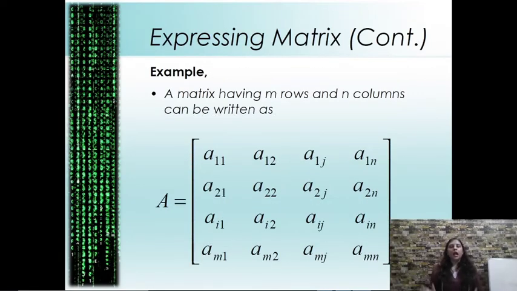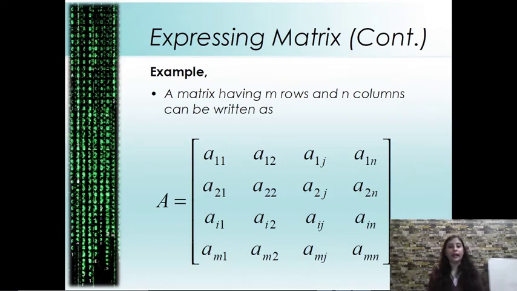Here is a general denotation of a matrix. Please all of you look at the PPT given over here. A matrix having m number of rows and n number of columns can be written in the following form. How is it written? See, first row is a11. Second element of the first row is a12, third is a1j and last being a1n. Over here j and n can be any numbers as permitted in the question.